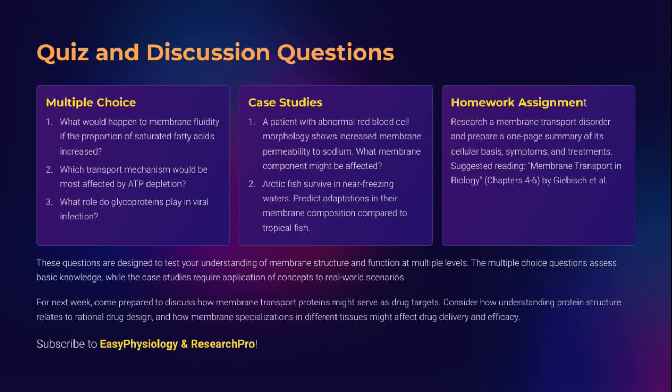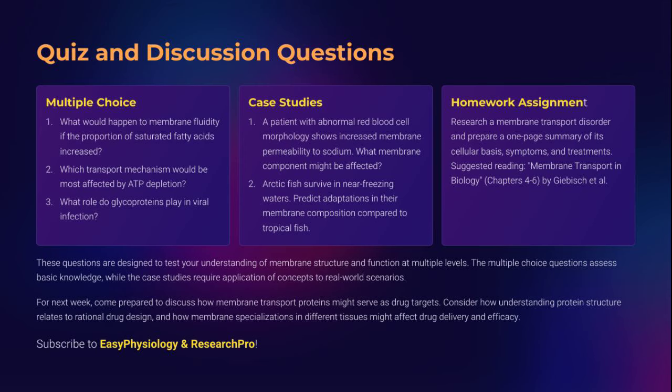Imagine a tightly packed crowd at a concert versus one with space to groove. That space is crucial for membrane flexibility. Question 2. Which transport mechanism would be most affected by ATP depletion? Answer. Primary active transport would be most affected.